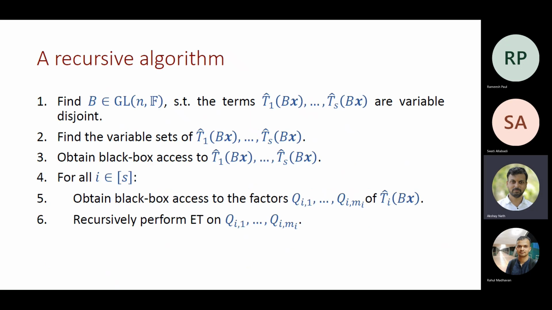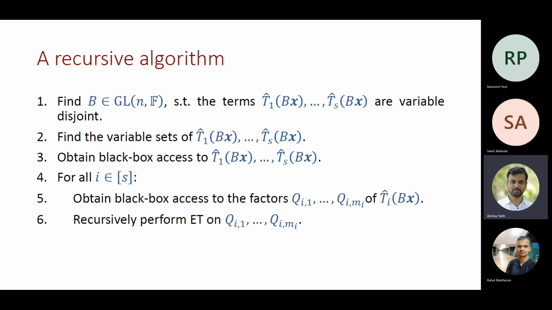So if we can do this, here's a high level sketch of a recursive algorithm that we can get. First, find an invertible matrix so that the terms t1 hat Bx to ts hat Bx are variable disjoint. Then somehow find their variable sets x1 to xs. I'll tell you how we do this towards the end of the talk. Then once we have found these variable sets, obtain black box access to each of these terms.